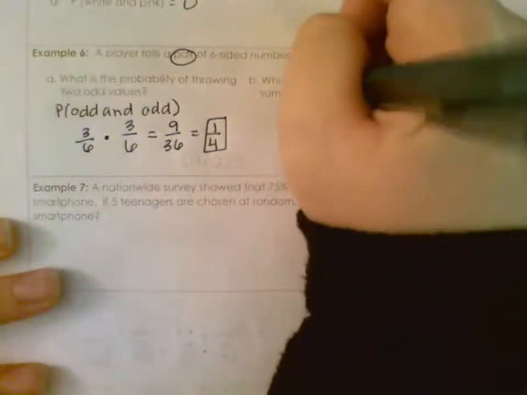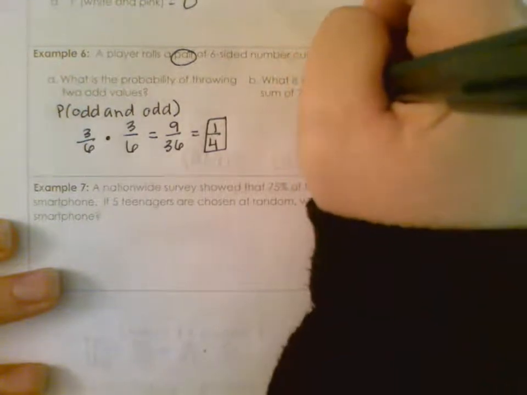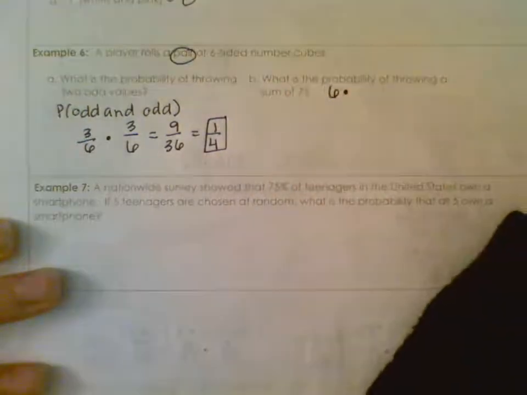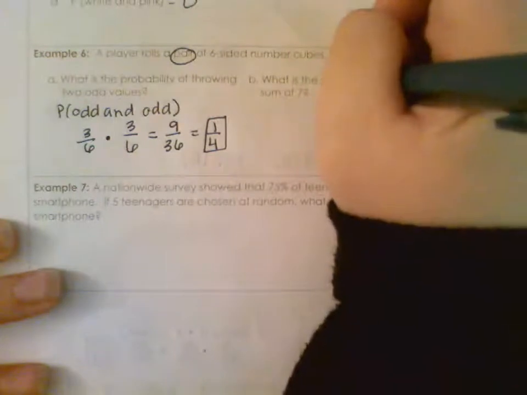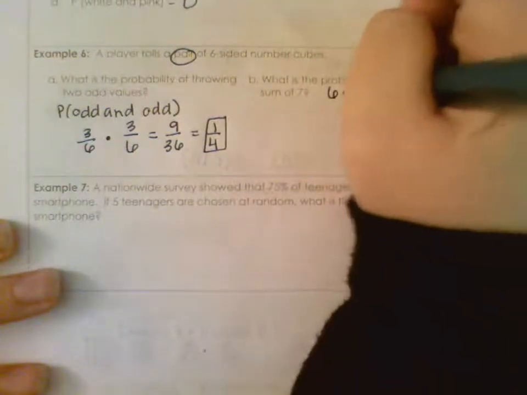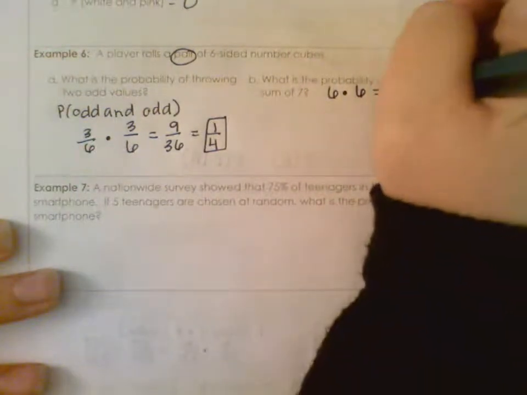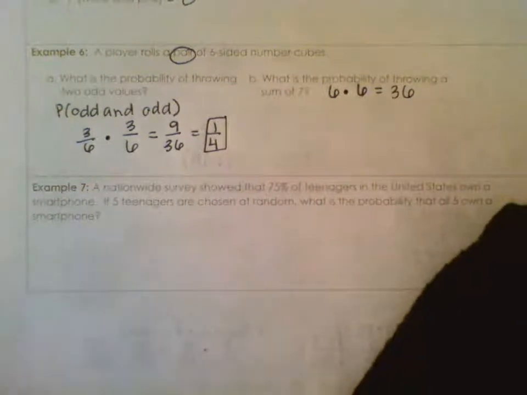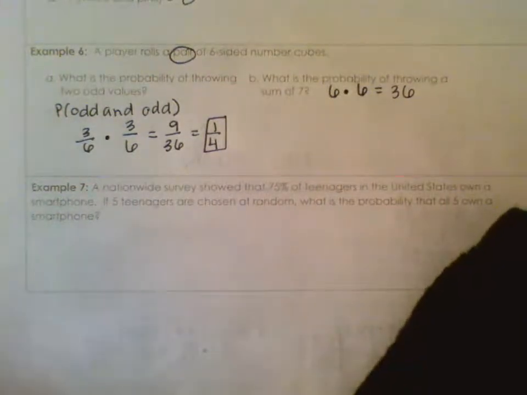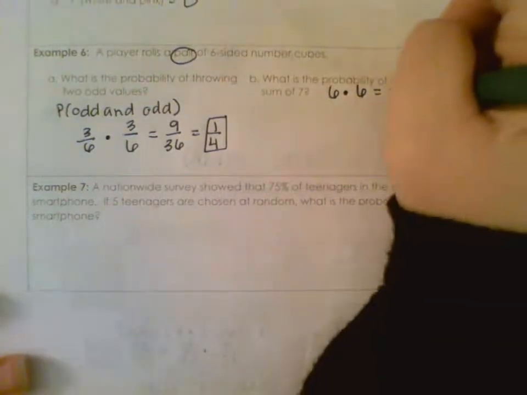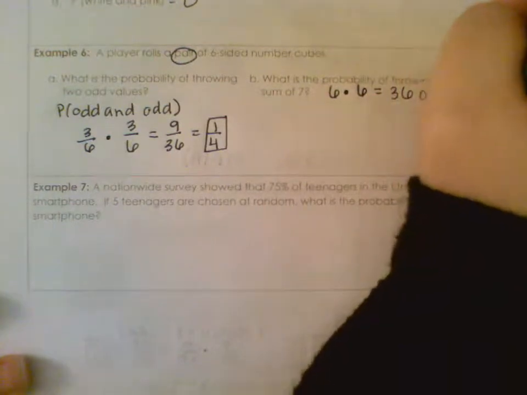So for our first dice, we have 6 options, and we can multiply that by our second dice. How many options does it have? It also has 6. So if I multiply these together, that will tell me how many different combinations I would get with those 2 dice. Here we have 36 outcomes total.